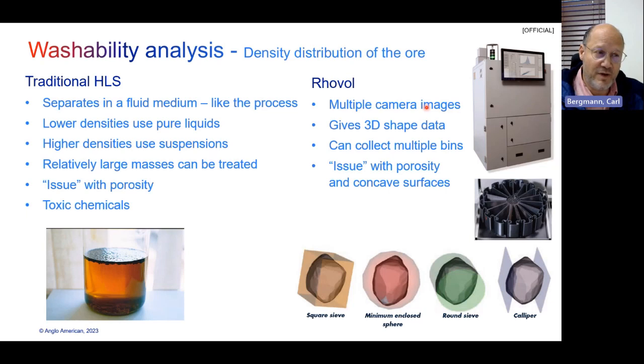Lower densities of heavy liquid are pure liquids, and higher densities use suspensions. You can put large masses, kilograms, into it and fractionate them, so your accuracy can be quite good. There is an issue, and I put it in inverted commas, with porosity. So if you've got little bubbles inside your particle, little porous parts where there's air, the density would change. And is it an issue? Well, that's going to happen in reality, so at least it can flag it for you.